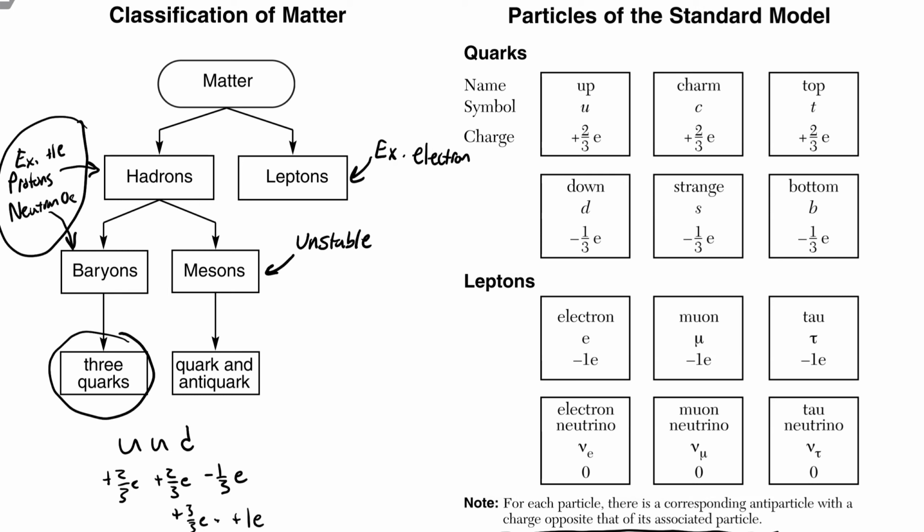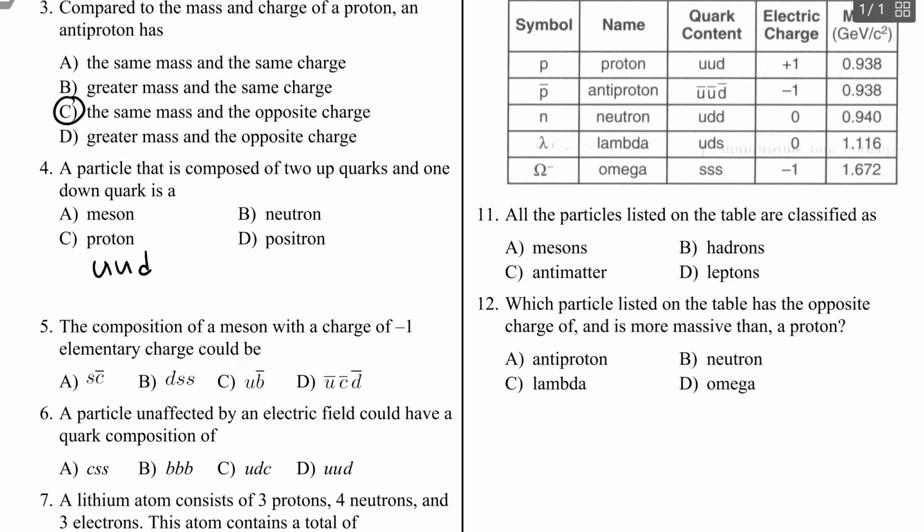And a proton has a charge of positive 1e, and it's made of 3 quarks. So a proton is the best answer of those 4 given. A meson, remember, is a quark and an antiquark, not 3 quarks. So that's definitely out. A neutron, we did that one before. That's going to be an up, a down, and a down. 2/3 plus negative 1/3 plus negative 1/3 is 0e.